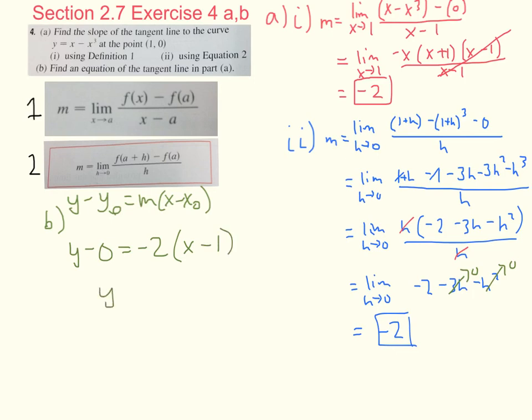So I'm going to distribute the negative 2. Negative 2x plus 2 will be the equation of the tangent line to the curve y equals x minus x cubed at the point (1, 0). So that's how we do exercise 4, parts A and B.